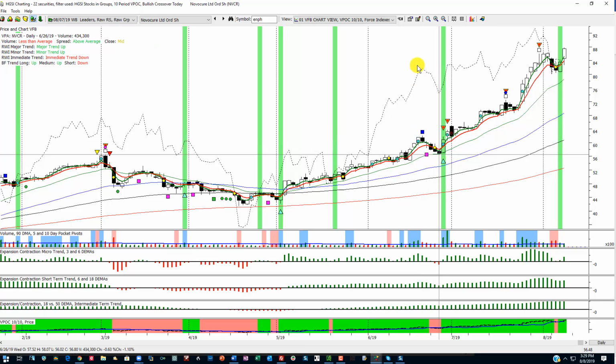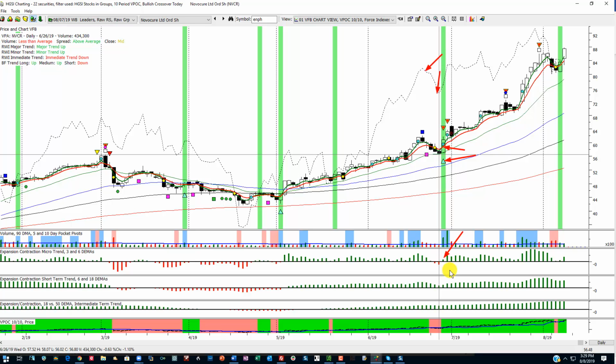Here's a pullback. Notice that it pulled back with the group. Group came down to here. This would have been a counter trend. What happened here? There's a VPA flag, 2 VPA flags. Yeah, you get some negative ones here, but it's above the moving average again. And the 3 and the 6 stayed positive the whole way. So here was another chance to get into this stock.